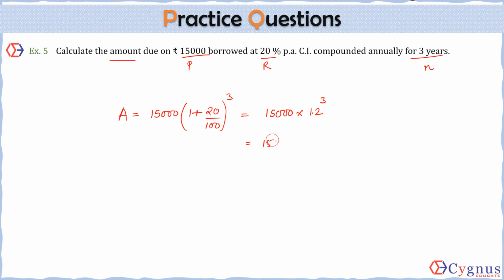Now, what's the cube of 1.2? It's 1.728. So the answer will be 15,000 into 1.728. So it comes out to be 25,920. So what's the amount payable? I'll say 25,920. And what was the principal borrowed? That was 15,000. And the difference of these two will give you the compound interest.